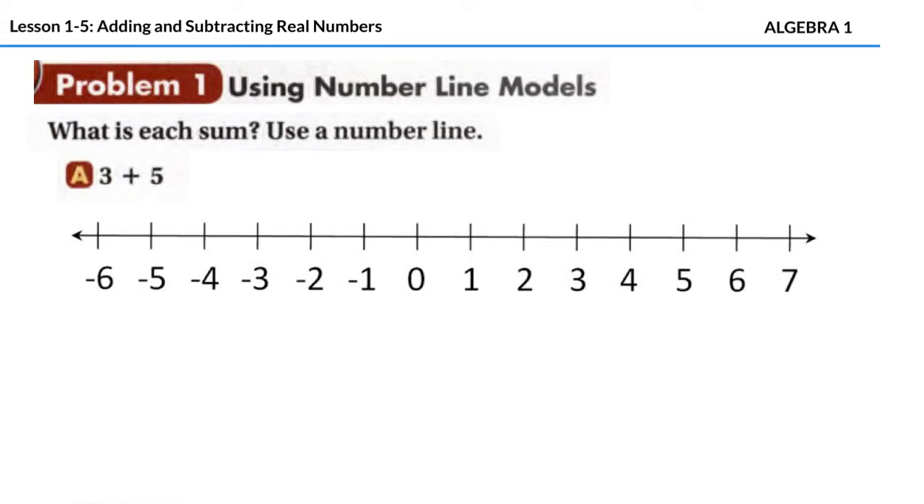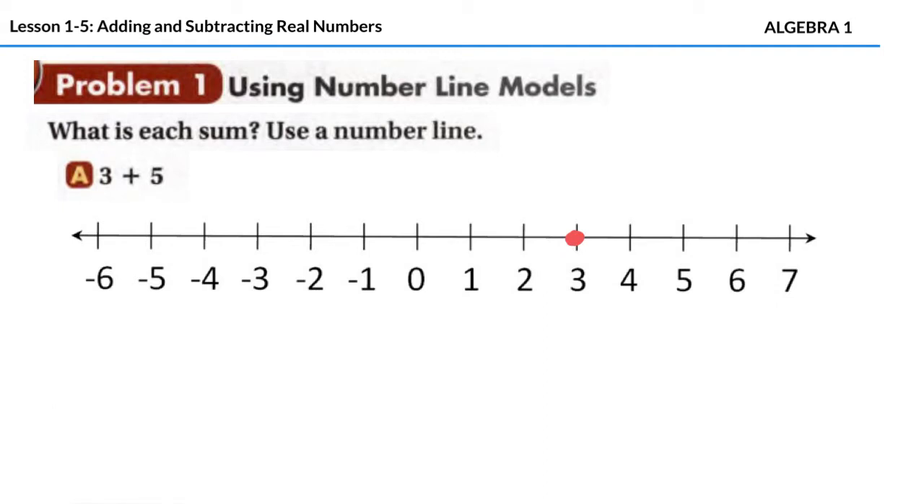Let's try to understand how to do this problem. What is each sum? Use a number line. Now this is the number line we know. On the right hand side we have all positive numbers. On the left hand side of 0 we have all negative numbers. The question is 3 plus 5. How much is it going to be by using a number line? So first thing is we will start with 3. So we need to place a pointer over 3 here. Now how do we decide which direction to move? Do we move right or do we move left of this point 3?